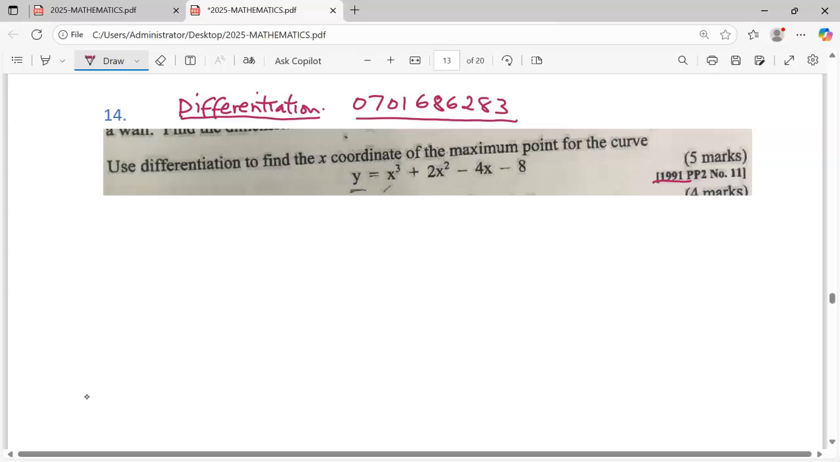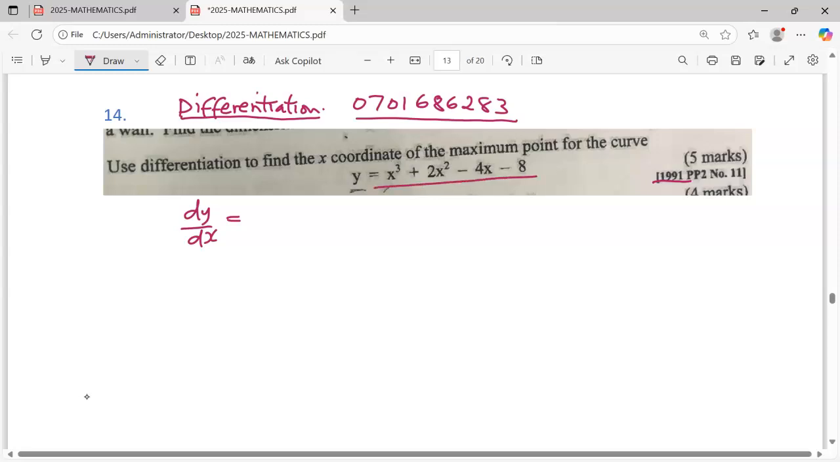This is KCSE 1991 paper 2 question number 11, and the question reads: use differentiation to find the x-coordinate of the maximum point of the curve. The first thing we are going to do is to find dy over dx, which simply means the gradient function of the given curve.